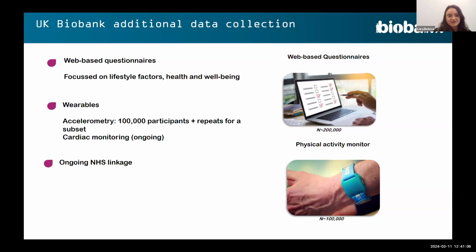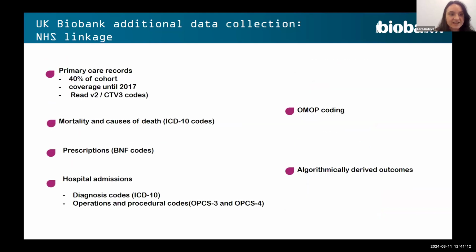Another major source of data coming into the dataset is through ongoing NHS linkage. And essentially that covers things like primary care records. We have that for about 40% of the cohort. We also have data on things like prescriptions and hospital admissions. So all this data tends to come up using a variety of medical codes.